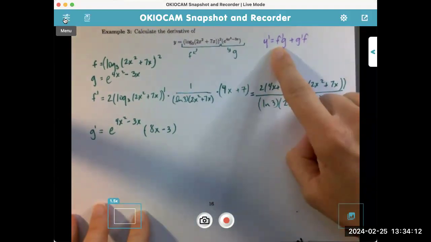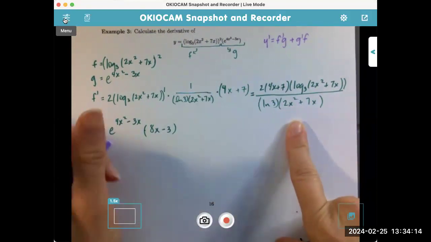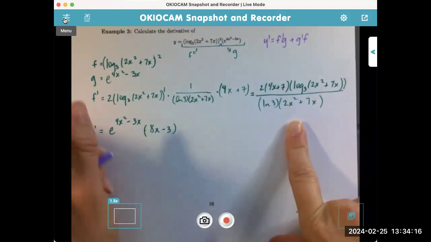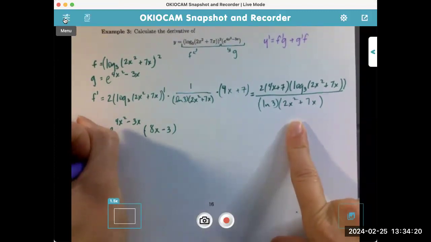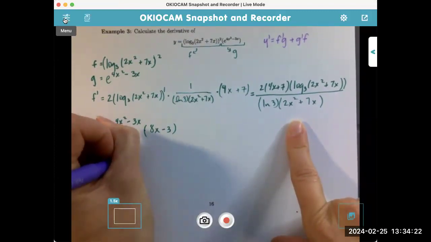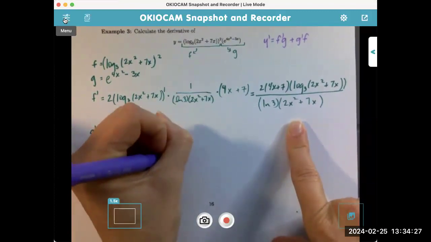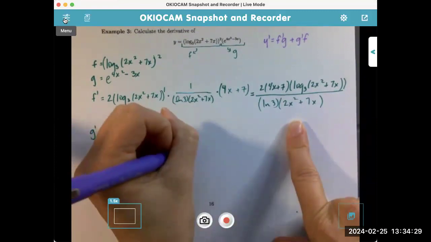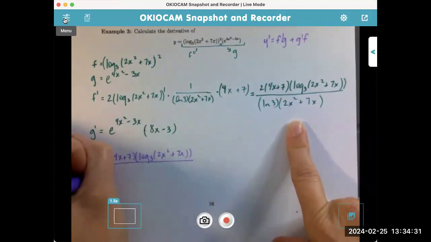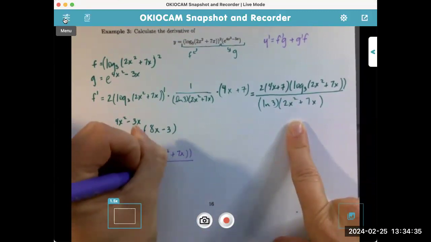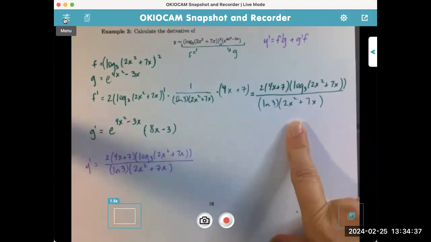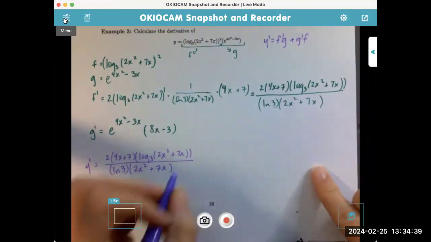Away we go. All right, f prime. This craziness right here. So y prime is equal to 2 times 4x plus 7 times log base 3 of 2x squared plus 7x, all over the natural log of 3 times 2x squared plus 7x. All right, ugly, but whatever, that's fine.